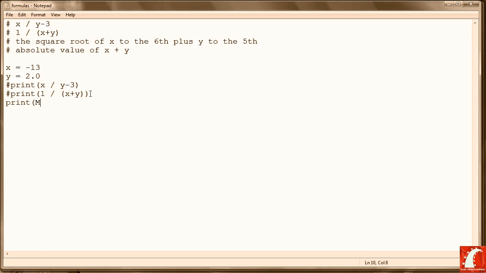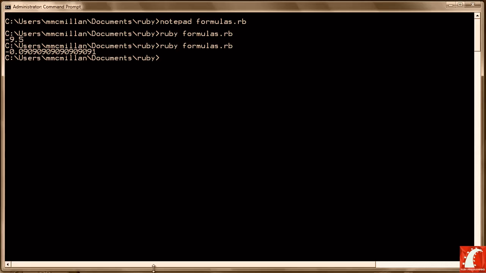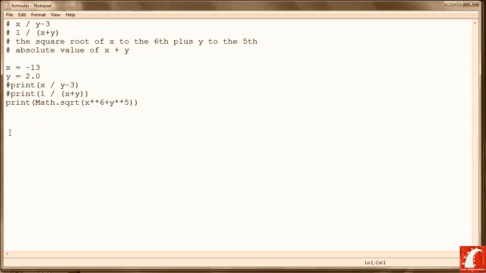For the square root, we have to call square root from our math library. So the double asterisks is exponentiation. So x to the 6 is x star star 6 plus y star star 5. And we don't have to use parentheses here because exponentiation has a higher precedence than addition. Let's save the program. Then we'll run it. And there's our answer.